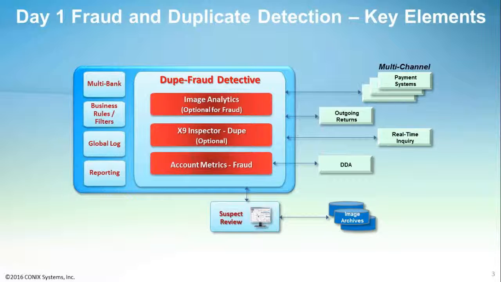Representments are the biggest source of false duplicates. Dupe Detective provides two methods of filtering out representments. It can take feeds from the institution's outgoing return system to identify the representments, or optionally, we offer the X9 Inspector feature for identifying representments from the addendum records in the X9 files.